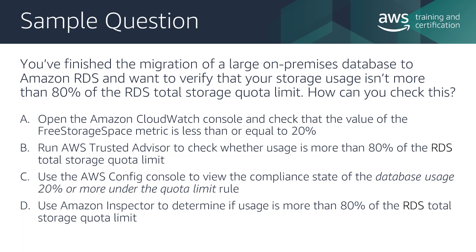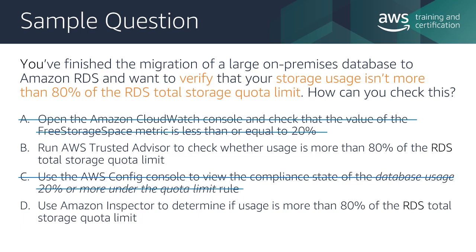Break this one down. What are the key things you see? For me, what jumps out is you're wanting to verify that the storage usage isn't more than 80% of a total storage quota limit. It's a very unique question, which is going to actually rule out a bunch of things. First thing it rules out is option A. The CloudWatch console check the value of free storage space is less than or equal to 20%. This would only make sense if the total volume was exactly correct. That doesn't come into play when you're looking at total storage quota limits. The two don't come into play.